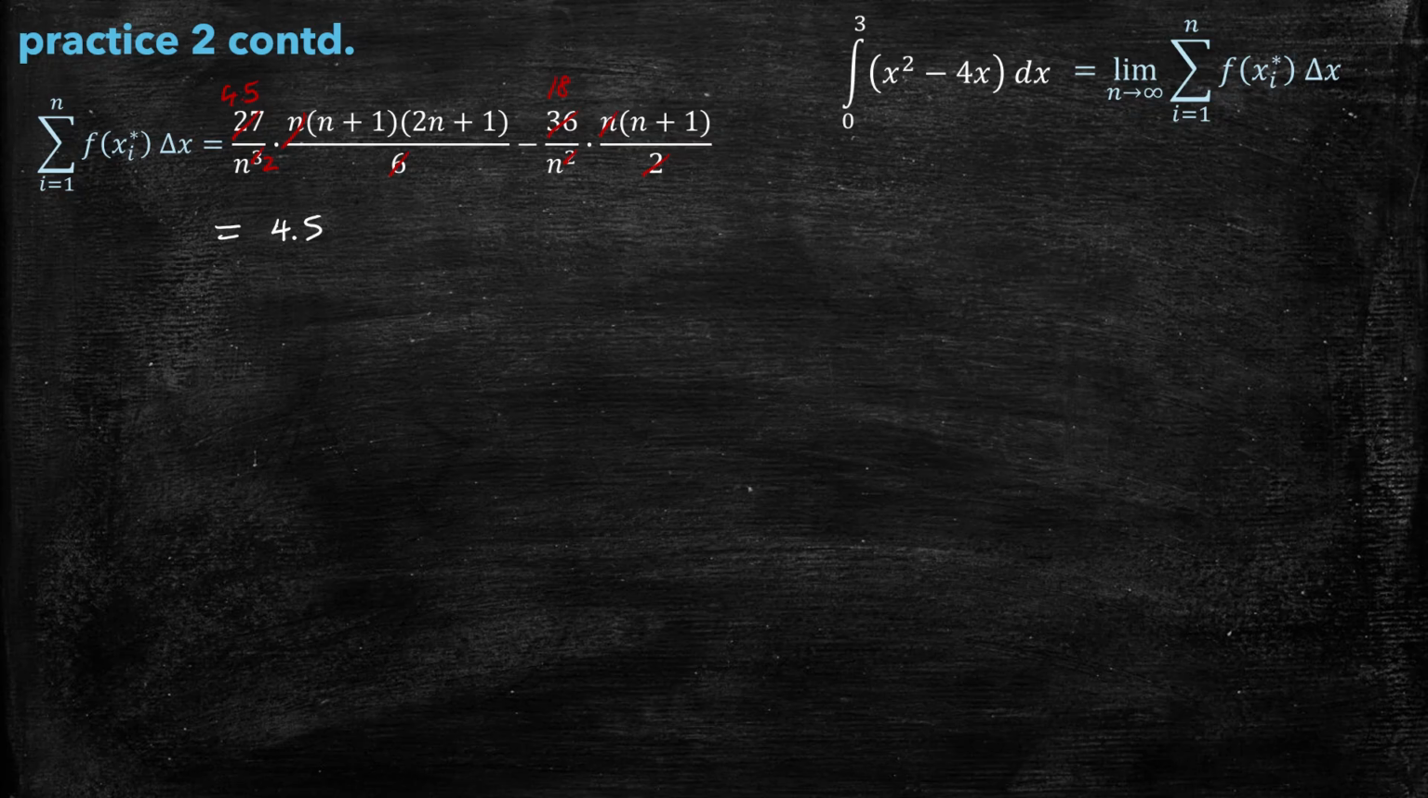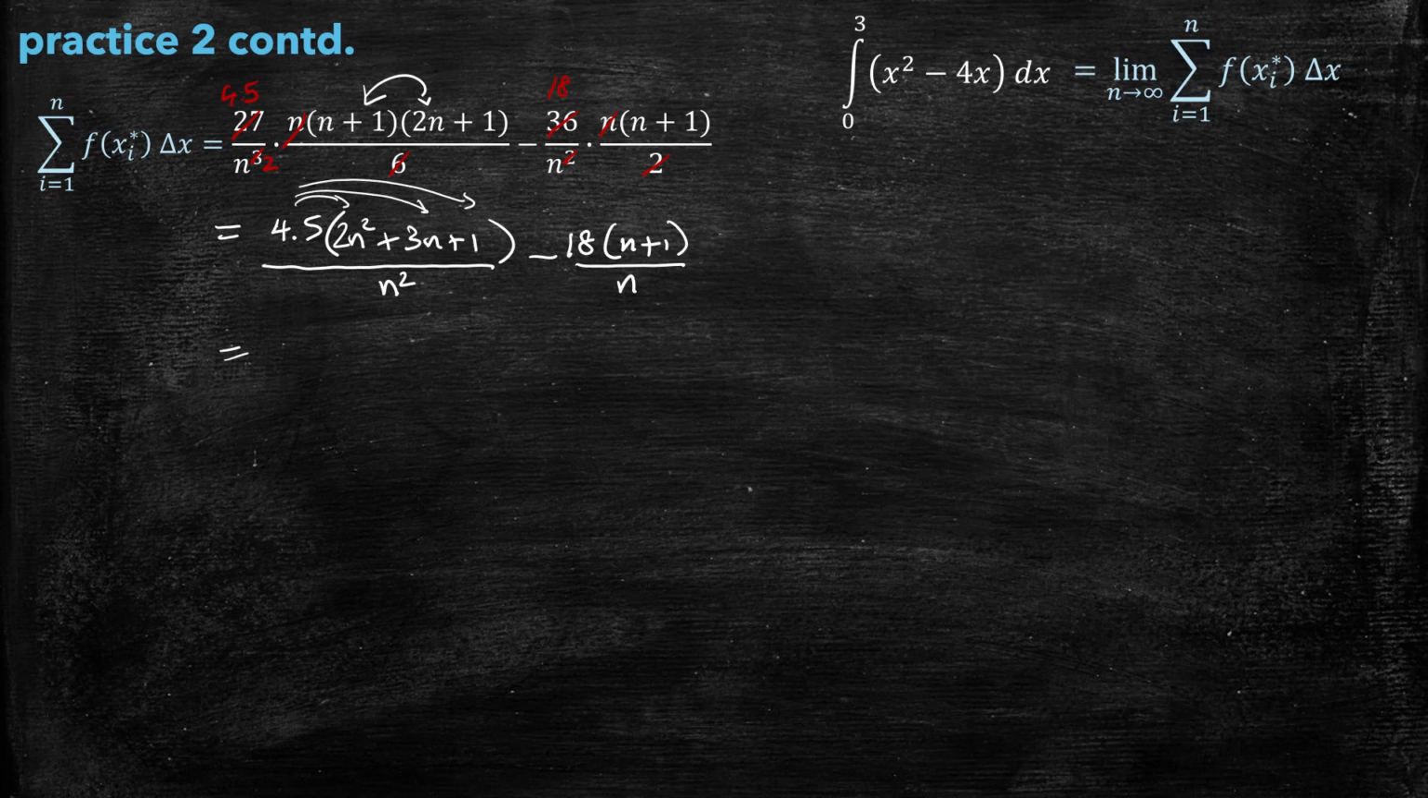So we have 4.5 outside of, I think I'm also going to FOIL these for simplicity, 2n squared plus 3n plus 1. And don't forget that's all over n squared. And then we have minus 18, n plus 1, and that's over n. And then I'm going to distribute the 4.5 into here. So we get 9n squared plus 13.5n plus 4.5 all over n squared, and here we'll get 18n plus 18 over n, but bear in mind there is a negative in front of there. We'll deal with that right now.